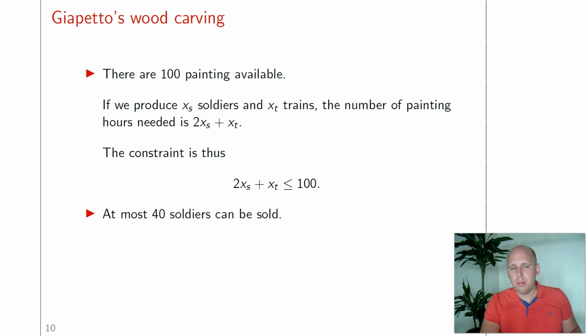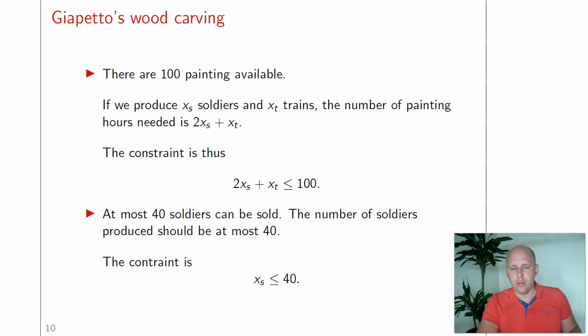And we can sell at most 40 soldiers. So we just have that XS should be smaller than or equal to 40. So that is this constraint.